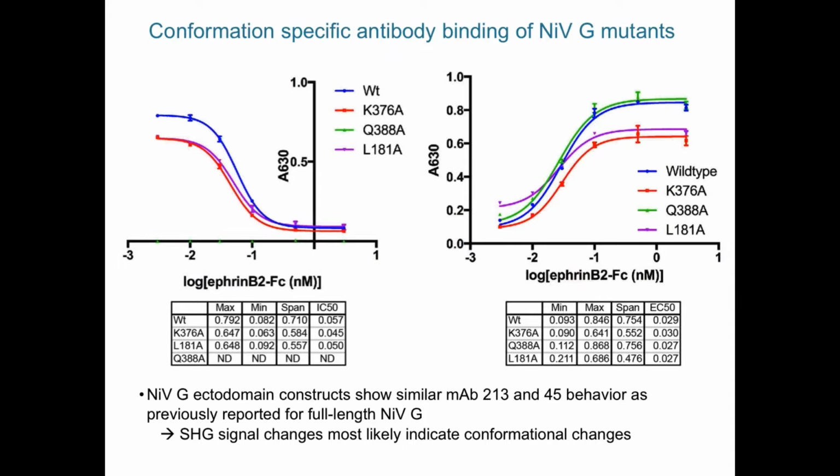MAB213 binding could not be measured with this mutant because this mutant destroys a key epitope. The MAB45 binding curve of Q388A is practically the same as wild type, but the SHG signal change is different from wild type. This could mean that SHG is detecting differences that cannot be detected by monoclonal antibody binding. These changes may be in the dynamics of the protein and not just in net conformation. And this will be described more in the next part of the talk.